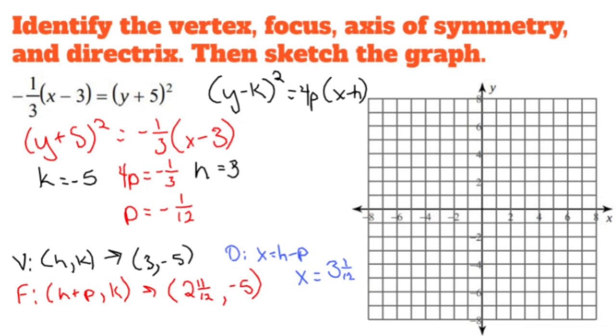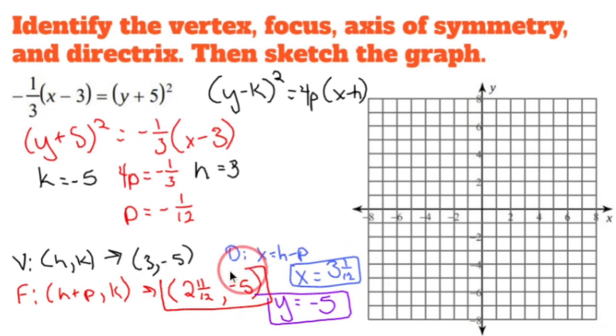And my axis of symmetry in this case is y equals, a line that goes through my vertex, which is (3, negative 5). If it's y equals, then y is that negative 5. Okay, so there's my axis of symmetry. There is my directrix. There is my focus. And there is my vertex.